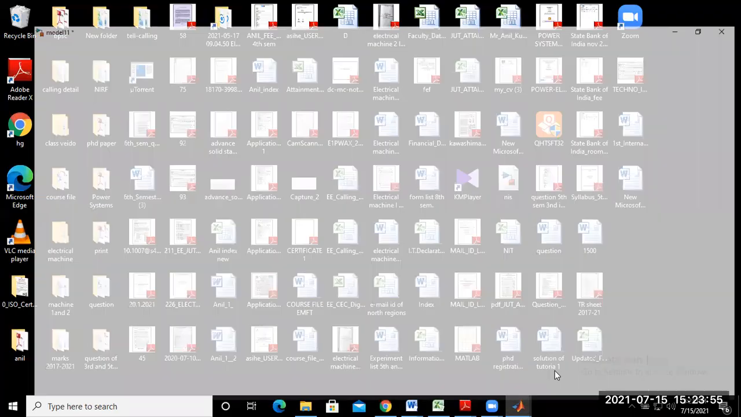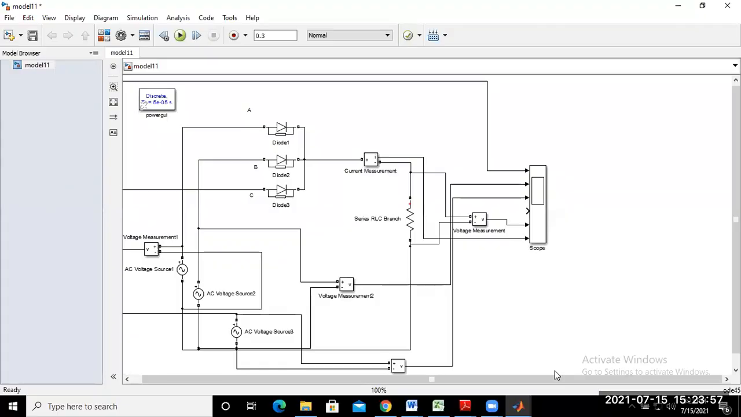Yeah. So this is our simulation. Now you just connect all the voltmeters and ammeters. So how many voltmeters have we connected here? 1, 2, 3, 4.